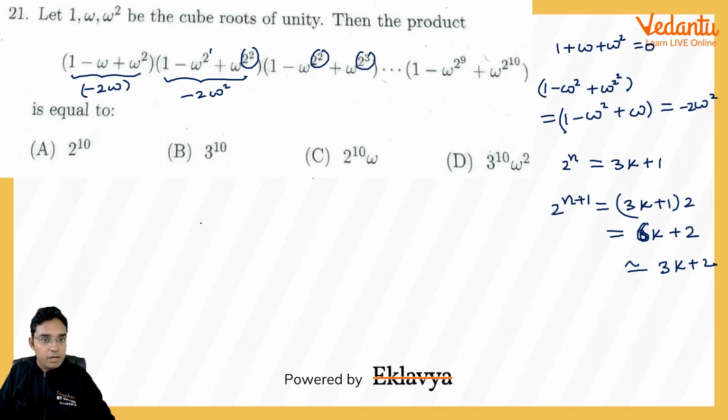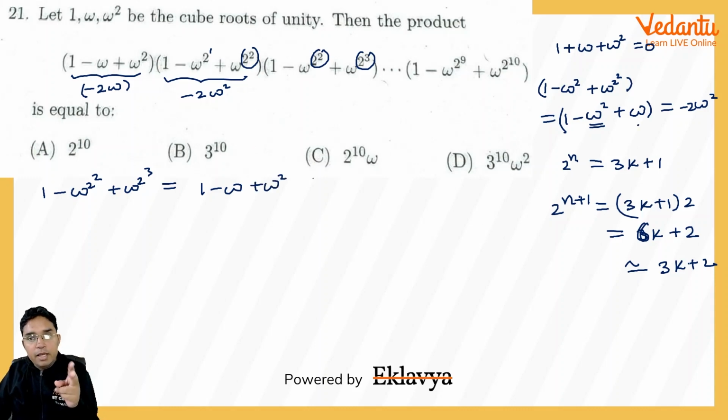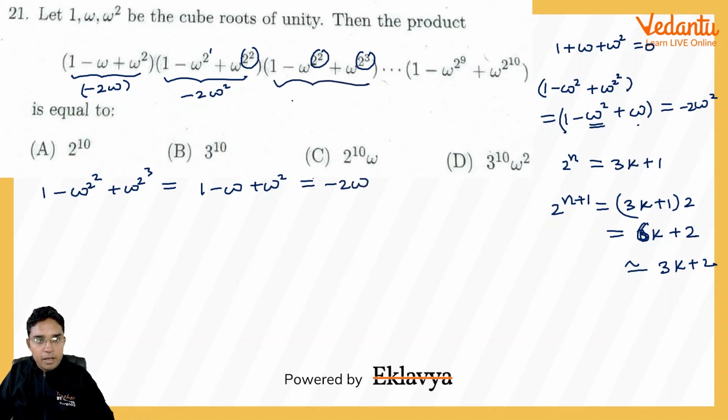So based on that, I can say now, this 1 minus omega power 2 square plus omega power 2 cube. This term here was omega square, so now this will become omega. This term was omega, this will become omega square. Because 3k plus 1 becomes 3k plus 2, and 3k plus 2 becomes 3k plus 1. So this way it will become minus 2 omega. So this bracket here will be minus 2 omega. So you can see every time it will alternate.